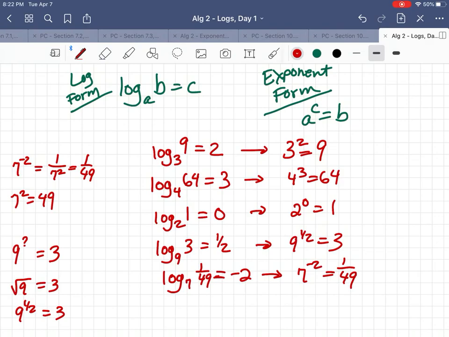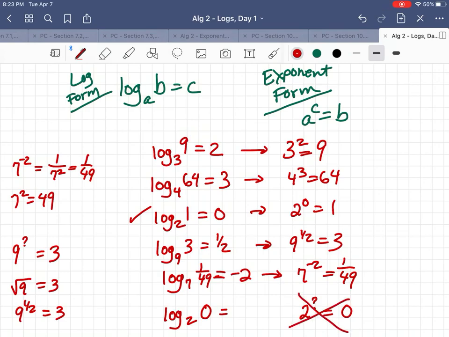So let's try one last problem. Let's say I had log base 2 of 0. I'm having to think to myself, 2 to what power makes 0? Well, that doesn't make any sense. No power of 2 is going to be 0. I could do 2 to the 0 equals 1, that's true, but what power of 2 makes 0?